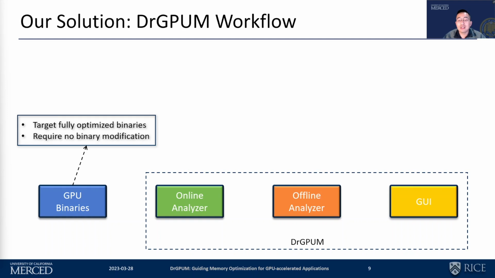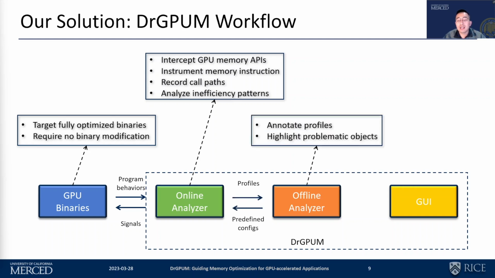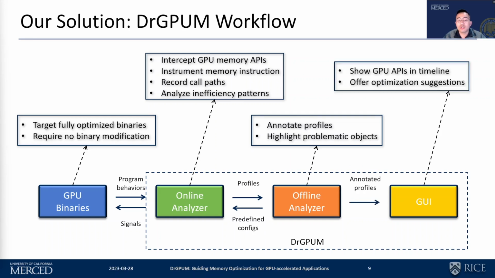The online analyzer intercepts GPU memory APIs and instruments GPU memory instructions. It also records call paths and analyzes the inefficiency patterns. The offline analyzer annotates profiles and highlights problematic objects. Finally, the GUI shows the GPU memory APIs in the timeline and provides optimization suggestions.